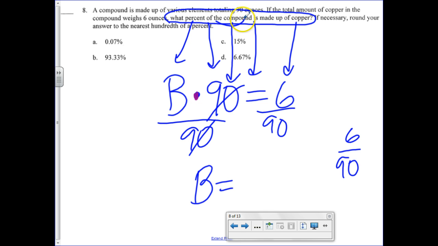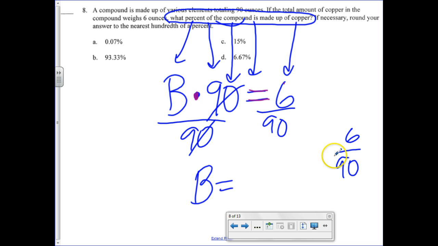In reading the problem up here, the compound weighs 90 ounces. Is, there's your equal sign, made up of copper. The copper was 6 ounces. So here's where you get your original equation. B times 90 equals 6.